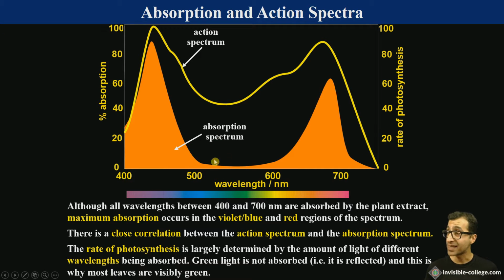Now, as we can see here, the green wavelengths in the middle of the spectrum are generally not absorbed anywhere near as much as the blue and the red wavelengths. In fact, these wavelengths are largely reflected from the plant, and this is the reason why most plants appear green. It's because they are reflecting the green wavelengths of light back towards the observer, whereas they are absorbing the purple and violet and blue wavelengths and the red wavelengths at the other end.